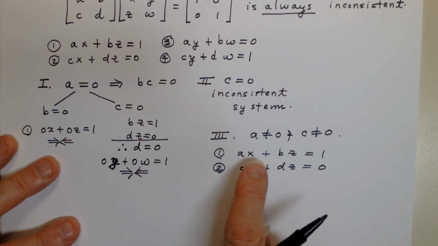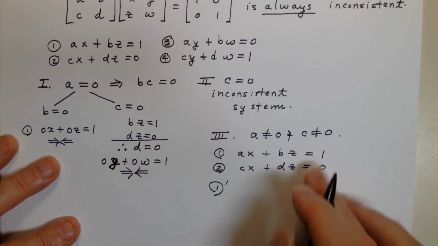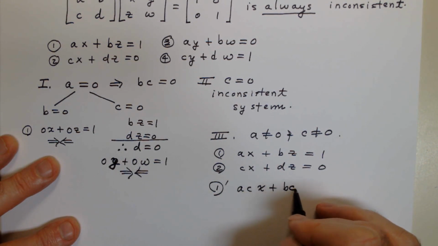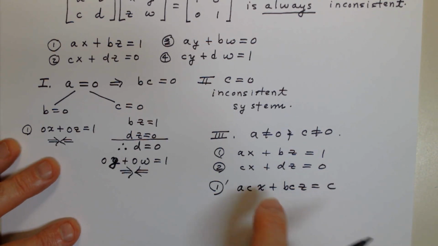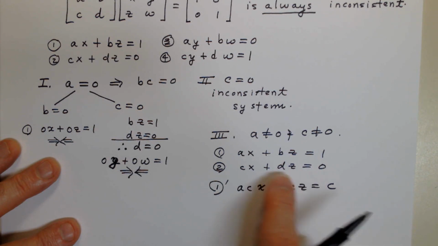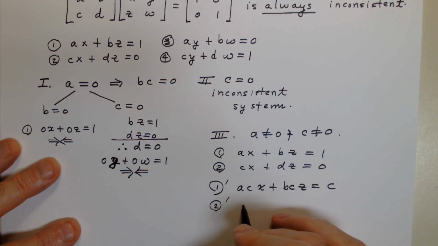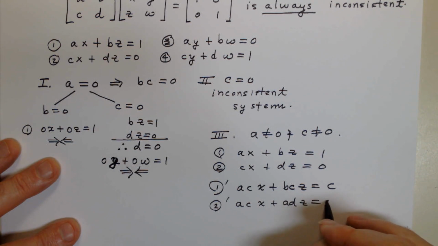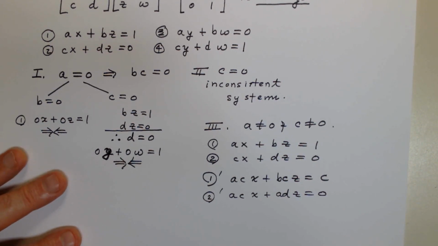All right, so the transformed equation 1, let's call it 1 prime. I'm multiplying by C, so it's going to look like ACX plus BCZ equals C. The transformed equation 2, when I multiply by A, is going to look like ACX plus ADZ equals 0. So I've transformed equation 2 by multiplying by a non-zero number.